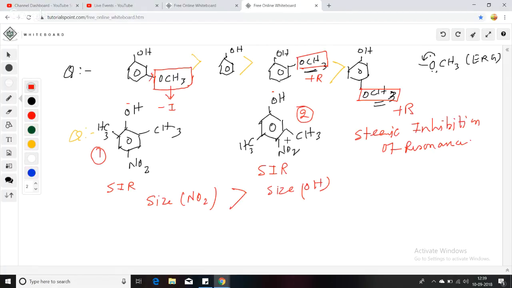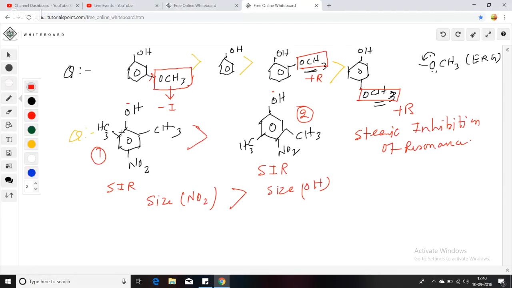And resonance depends on this steric crowding. If this steric crowding is more, then resonance is difficult, and hence the stability of the anion will be less, and that's why the acidity will get affected. Since OH has a smaller size than NO2, here we have more steric inhibition of resonance than in the other. The stability of the negative charge is then less over here, and hence the acidic order is this, and the stability order will be this also.